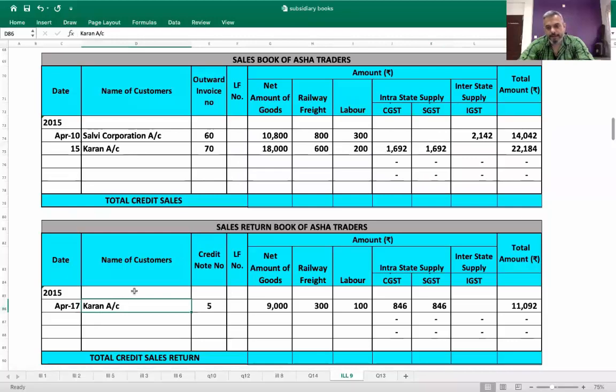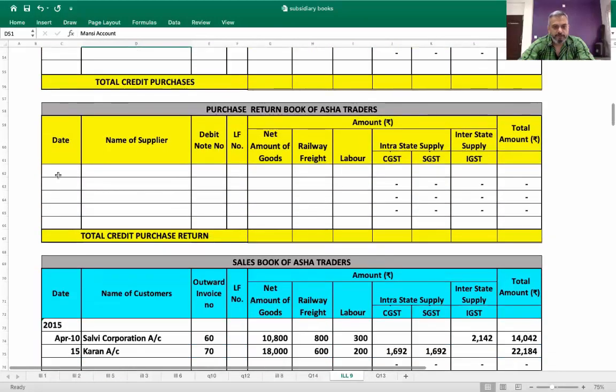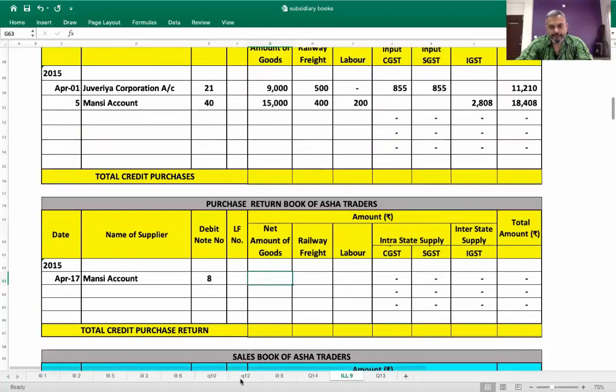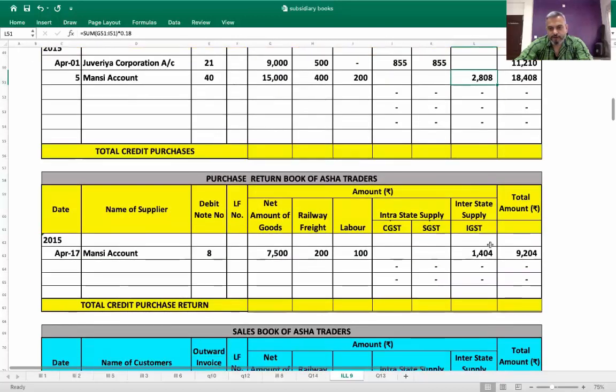Now the same goods that we took back from Karan, we now have to give back to Mansi. So purchase return, 2015, April 17, Mansi account, debit note number 8. Now how much did we buy? 15,000, half of it, so 7,500. It is IGST. So railway freight is also halved, so 200 and labor 100. So IGST comes to 1404. Now how will you know whether it is CGST or IGST? You have to see the purchase book. In the purchase book it is IGST. So in purchase return also it will be IGST.